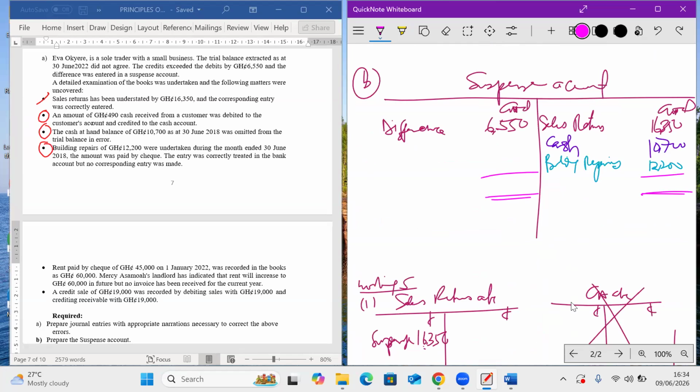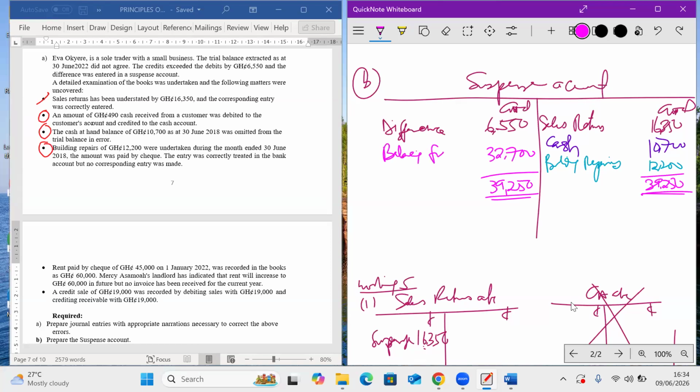12,000, 22,000, 16,350, 10,700, 38,200, so 39,250. You repeat the same for the debit side, 39,250. What's the difference between 39,250 and 6,550? 32,700. In your exam, you write balancing figure.